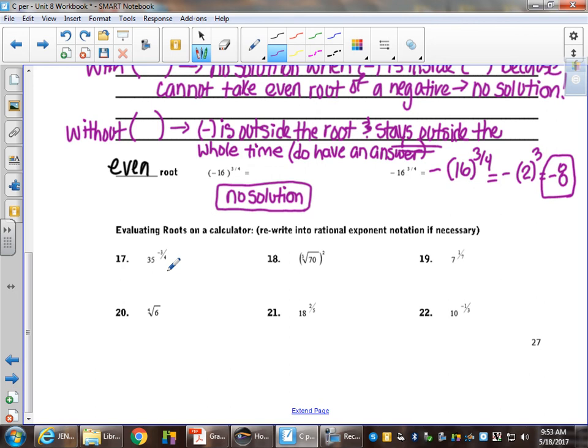So for all of these, we're dealing with bases that do not work out perfectly. They're not perfect squares or perfect cubes or perfect fourths and fifths. So for our calculators, we need to be careful with how we enter this. It's going to be 35. What is this symbol called? What's that? A caret. And then parentheses. What am I putting inside parentheses? Negative 3 divide by 4. And then hit enter and let me know what you get as an answer. If anybody needs help with their calculator, bring it up.